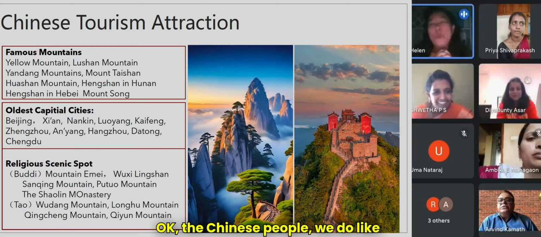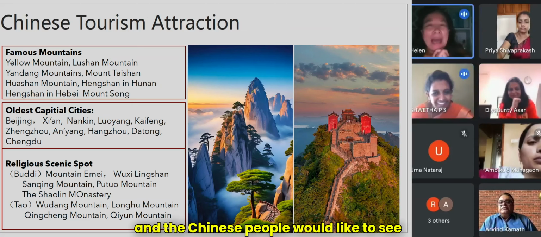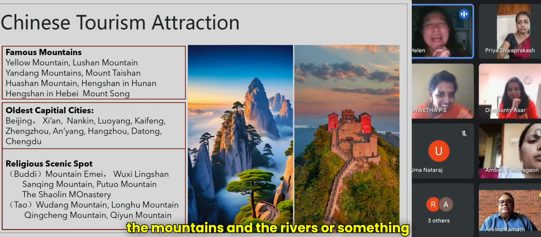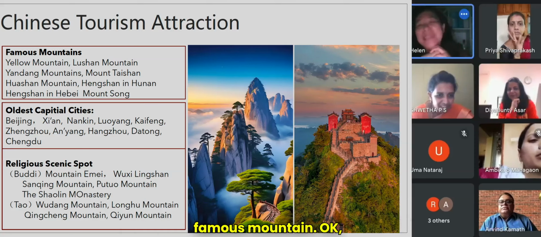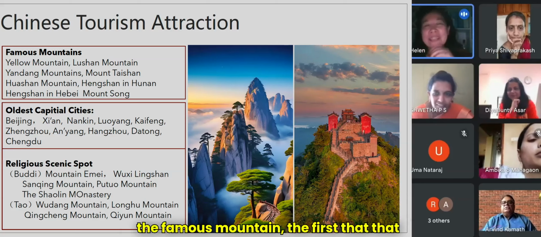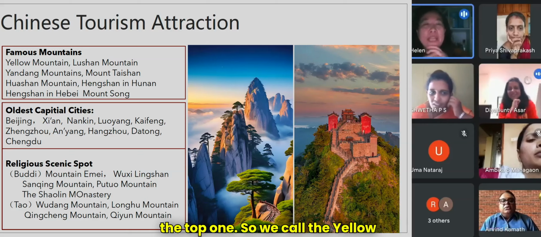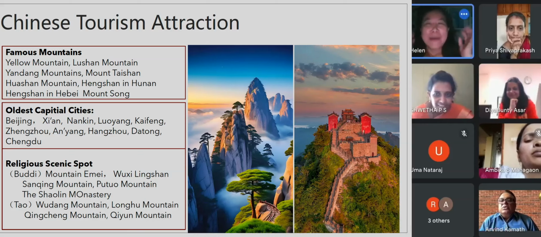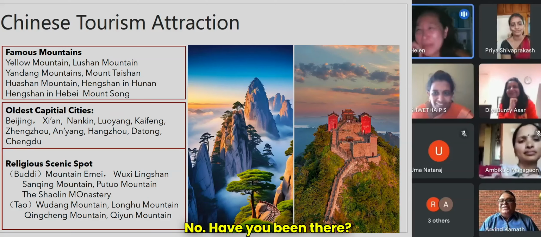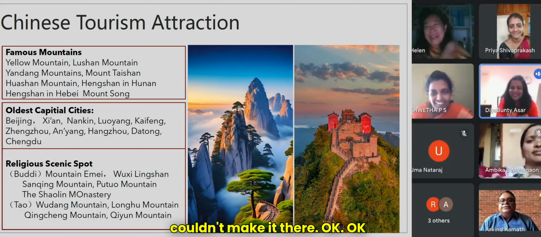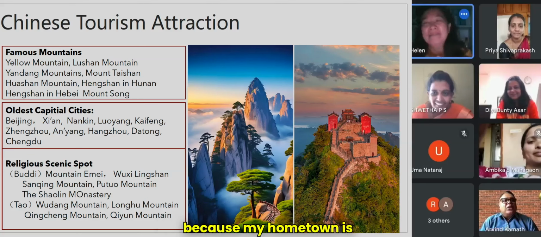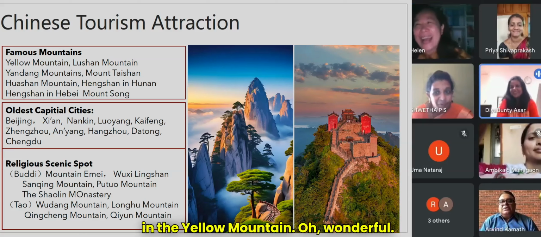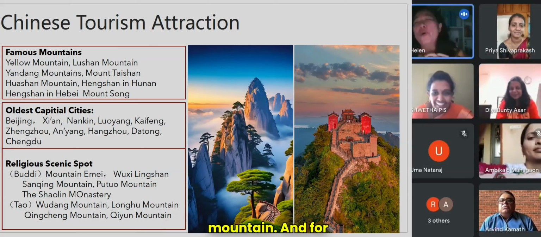Okay, the Chinese people, we do like to take tourism. And the Chinese people would like to see the mountains and the rivers, something like that. So here, I just give you the information about the Chinese famous mountains. Okay, the famous mountain, the top one, we call the Yellow Mountain. I'm not sure if you heard about the Yellow Mountain. Have you been there? No, I wanted to, but we couldn't make it there. Okay. So I am a little bit proud of that because my hometown is at the Yellow Mountain. That's a very beautiful mountain. For Chinese people, we call it number 1.